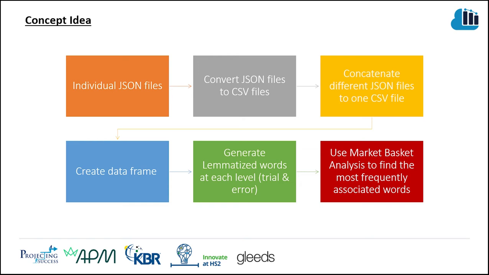Concept idea. Initially, we took the JSON files and converted them into CSV files, which is a more readable state for Python. From here, we collated all the files into one CSV file for the model. We used this to create the Python data frame. After this, we used a lemmatization process to collate similar words under one source word for each chosen level, with level 0 being simpler, and level 4 being more granular and detailed. Then we used market basket analysis to find the most frequently associated words.